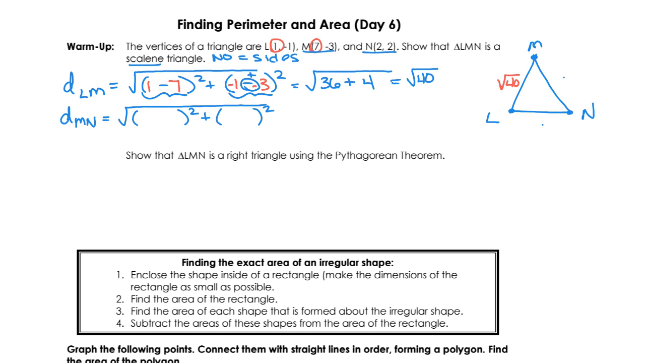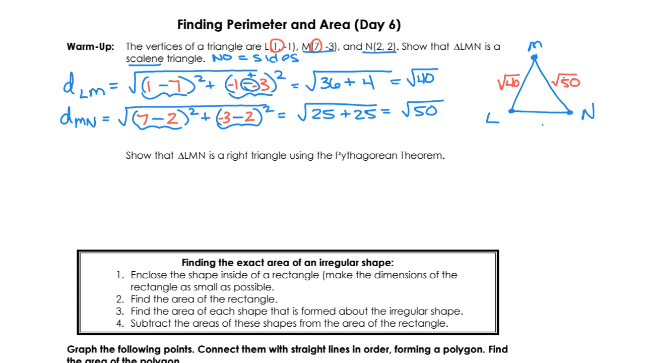And the distance of MN is going to be my x's, which is 7 and 2, and -3 and 2. And we'll simplify this. Here, 7 minus 2 is 5, and 5 squared is 25. Here, -3 minus 2 is -5, and -5 squared is 25. And when we add them together, we get the square root of 50. So on MN, that side has a length of square root of 50. And so far, so good. This triangle is coming out scalene.